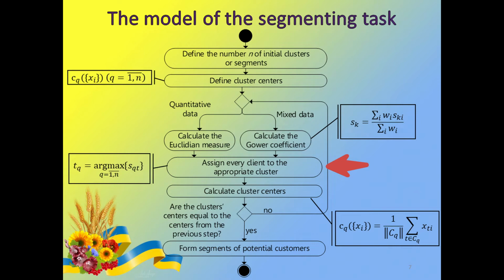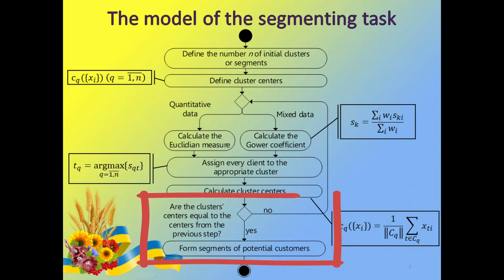The object, or client, is assigned to the closest cluster. The new coordinates of the center for each cluster are found using the formula for the arithmetic mean of all values that belong to the current cluster. This process is repeated until the centers of gravity stop migrating in space.